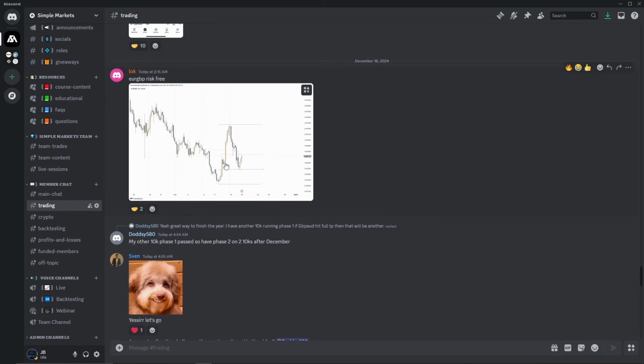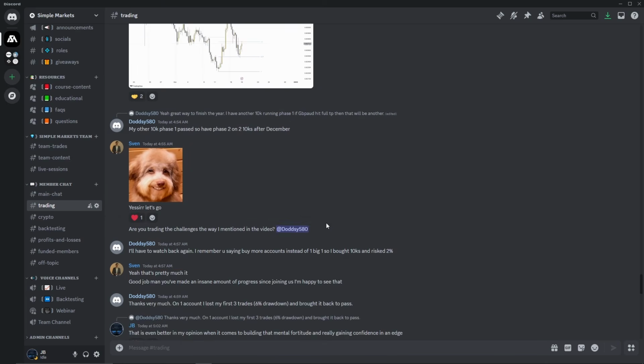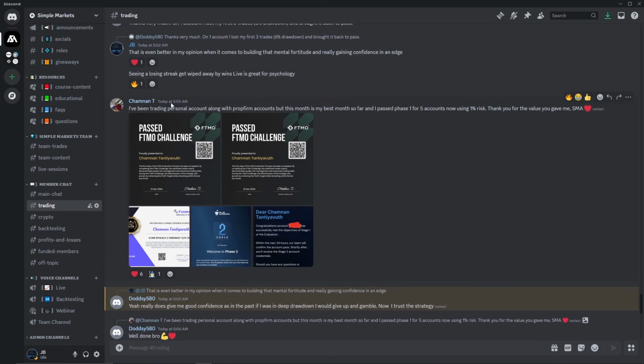And then if we go a little lower, you could see Euro GBP, another trade where a student of ours who is funded took a risk-free. And then if you scroll down even further, this is today at about 5 a.m. A student of ours didn't pass 1, 2, or 3 prop firm accounts. He actually passed 5 total prop firm accounts, which is just absolutely unbelievable.